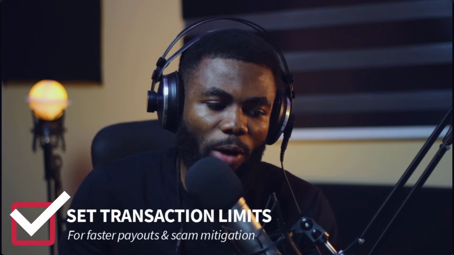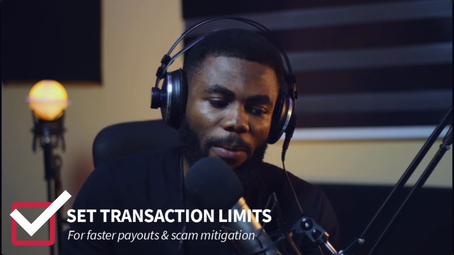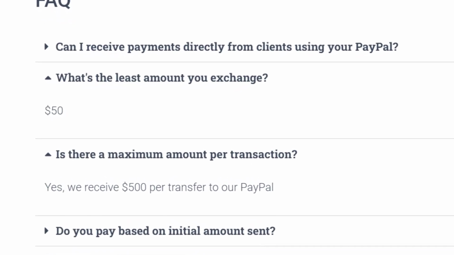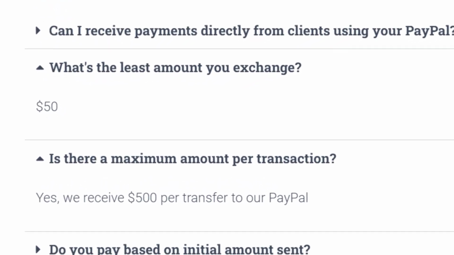Number 2 is you have to set transaction limits per person, and you also want to set many different types of rules, but especially a transaction limit. You see this even with traditional banks. They set daily transaction limits, and they also set limits on ATMs and bank apps. The reason for this is to protect themselves as well as the users of their platform. When we ran an arbitrage business, the transaction limits that we set were $50 for a minimum transaction and $500 for maximum.